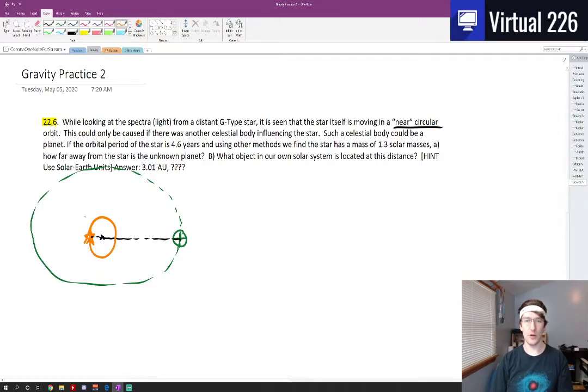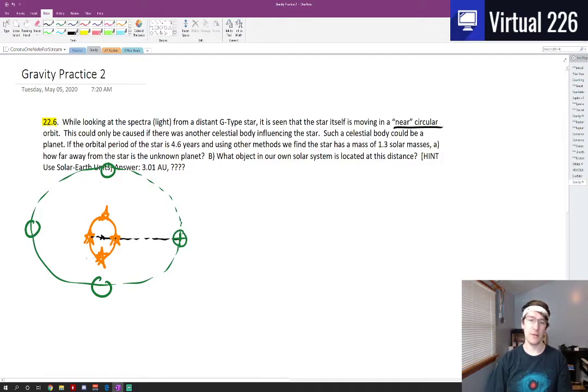And the star and the Earth will always be on opposite sides of the system here. So let's say the star is orbiting like this. When the star is down here, that means the Earth will be up here somewhere. And when the star is on the back side, Earth will be over here. And when the star is here, Earth will be underneath. So they're always going to be opposite of each other.